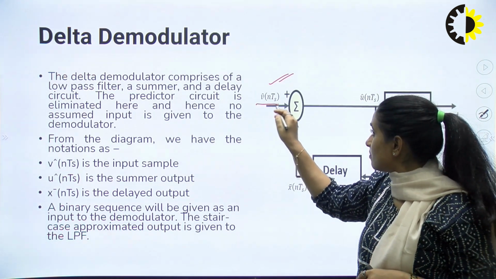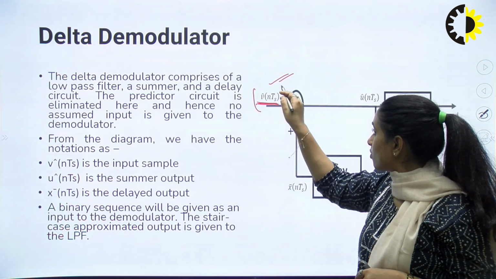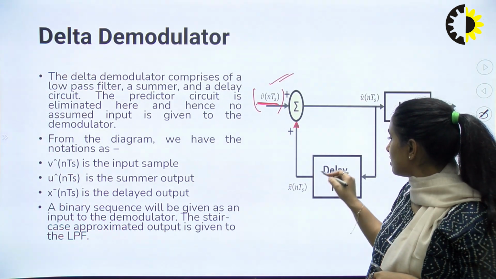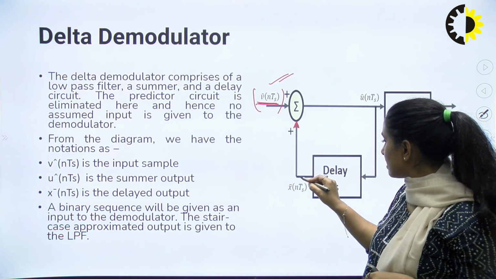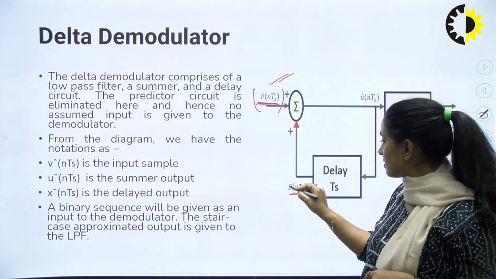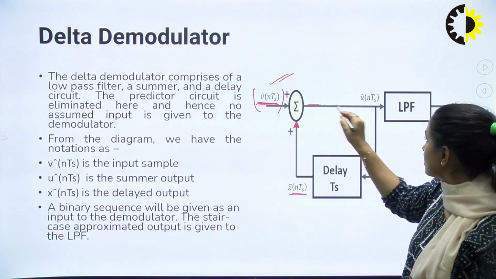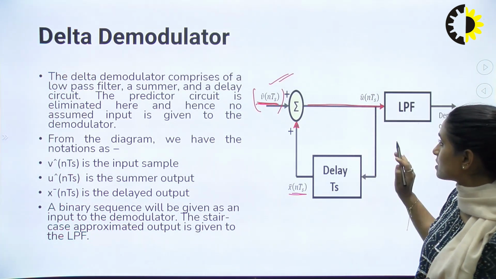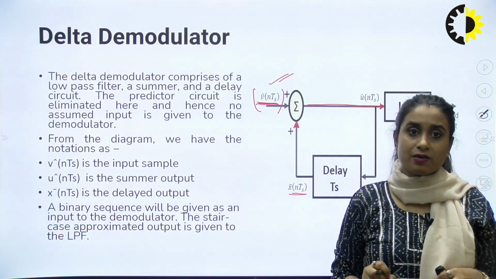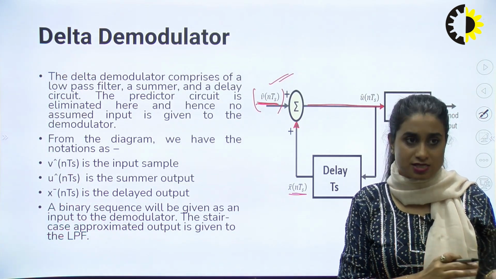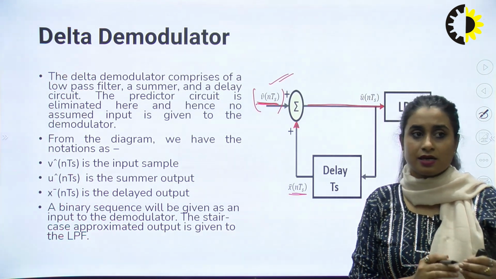So these are my quantized output, which I sum with this delay circuit output, which I am representing by X bar NTS, and this output is passed through a low pass filter so that I can recover my low frequency message signal, which was my analog signal at the transmitter input.